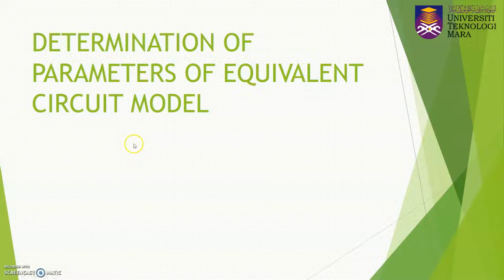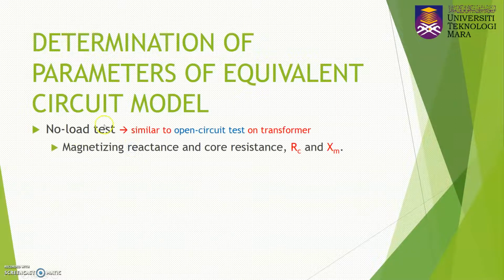Basically there are three different tests that we are going to see. The first test is the no load test. The no load test is similar to the open circuit test that we did on the transformer, so I need you to go back to chapter 2 and review the video and the slides to see the similarity between the open circuit test and the no load test. For the no load test, the purpose is to determine the value of the magnetizing reactance and the core resistance, which are RC and XM.